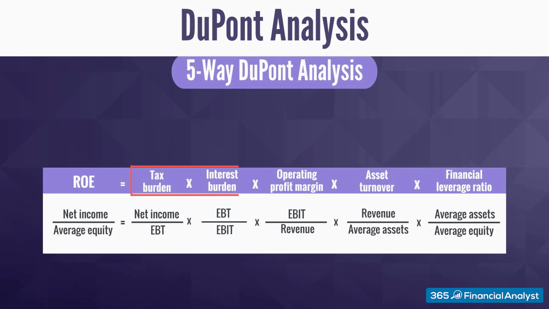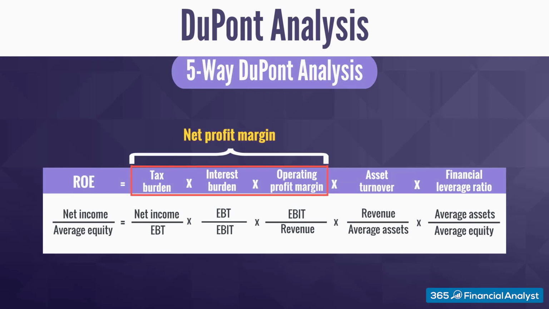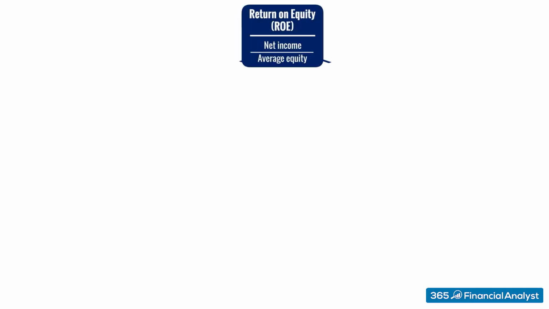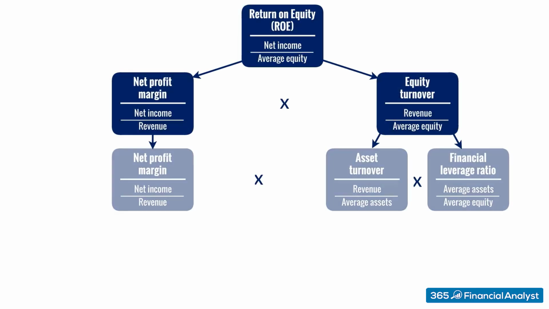All right, back to the formula. If you multiply the 3 indicators, you will still get to the net profit margin. In turn, net profit margin times the asset turnover times financial leverage equals return on equity. Piece of cake, isn't it? Okay, and this is how the 5-way DuPont analysis looks like. Make sure you learn the ropes of this equation.